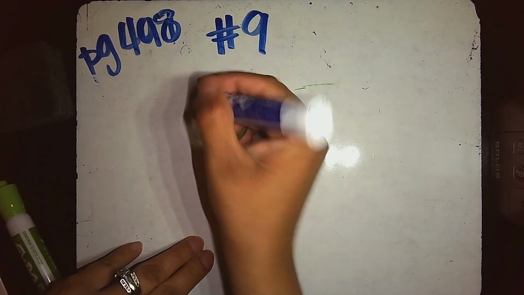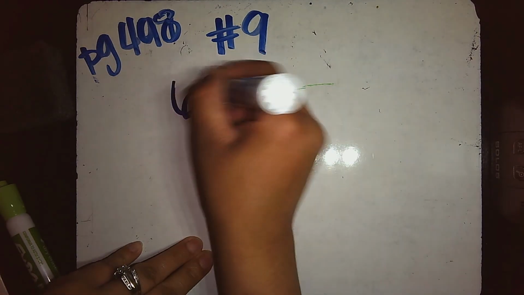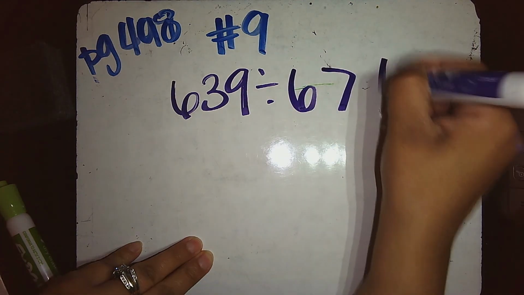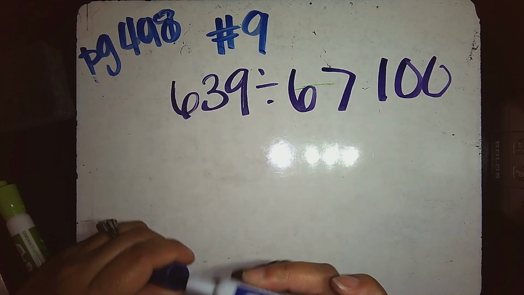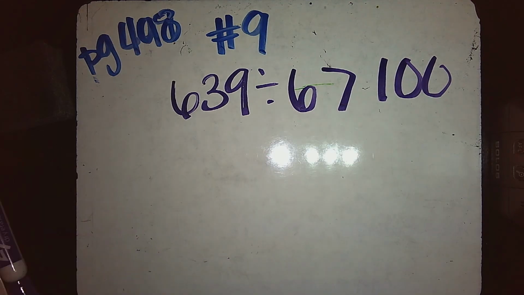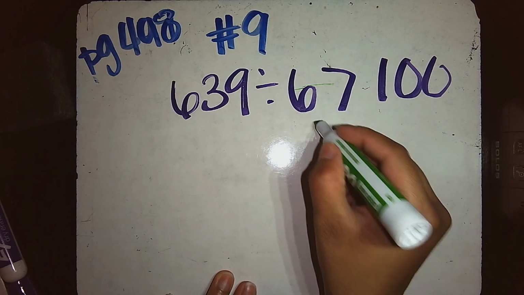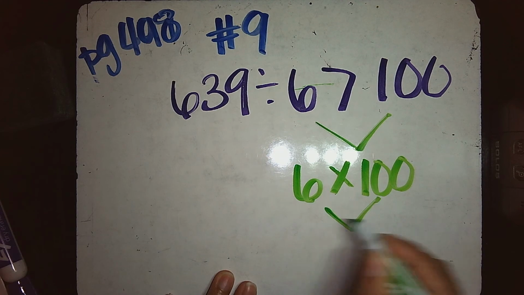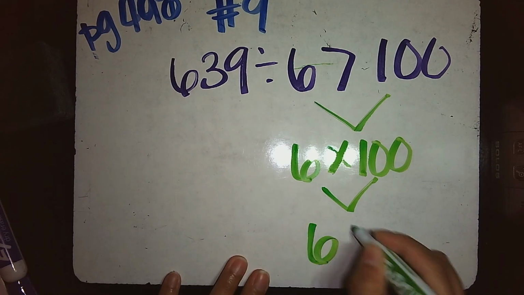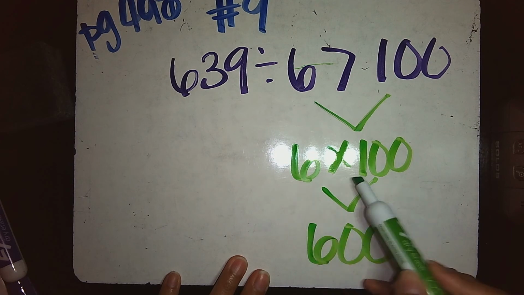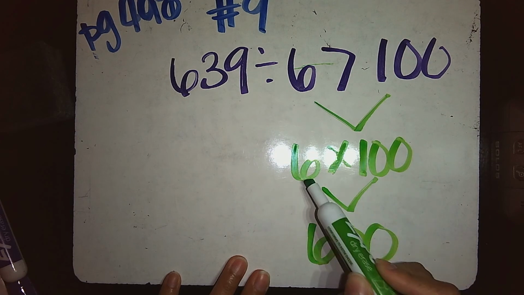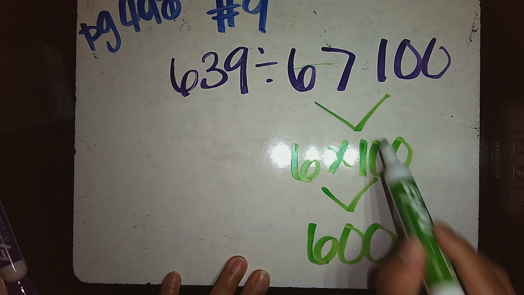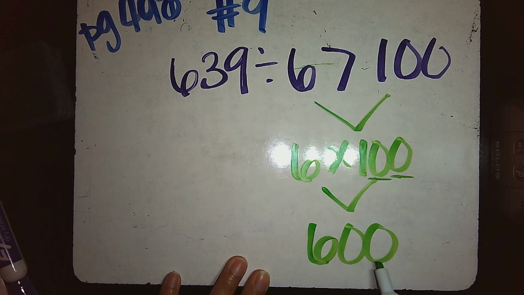We need to figure out if 639 divided by 6, if this number is greater than 100, without even dividing first. What I can do is multiply 6 times 100, which gives me 600. The way I know that is 100 is a multiple of 10, so I would just hide my zeros. 6 times 1 is 6. How many zeros do I have? 2. So then I add my 2 zeros at the end.